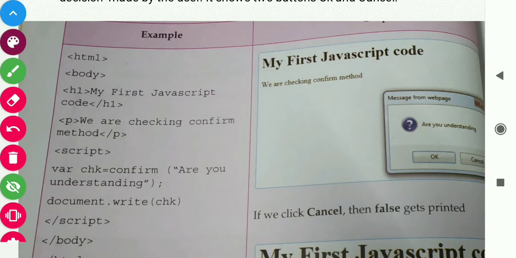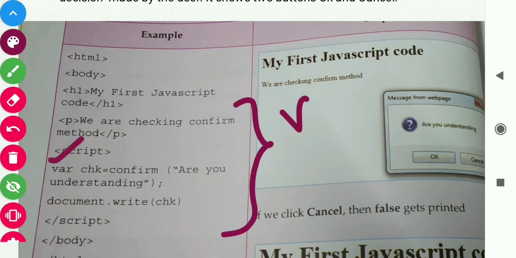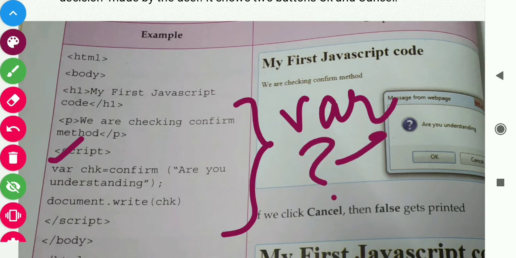So here in this program, the program will start from here, script and var check. Here var is a command to declare a variable. Var is used to declare a variable, and here you have declared a variable, check. Check is equal to confirm, are you understanding. That question mark will come here on the output window, which contains the two options, OK and Cancel.